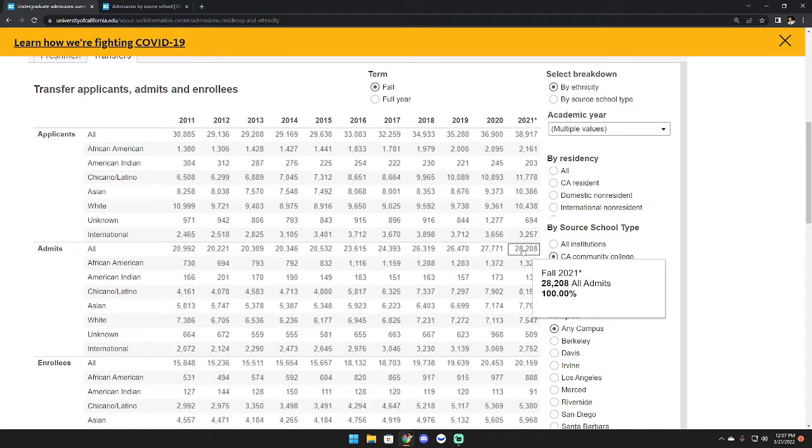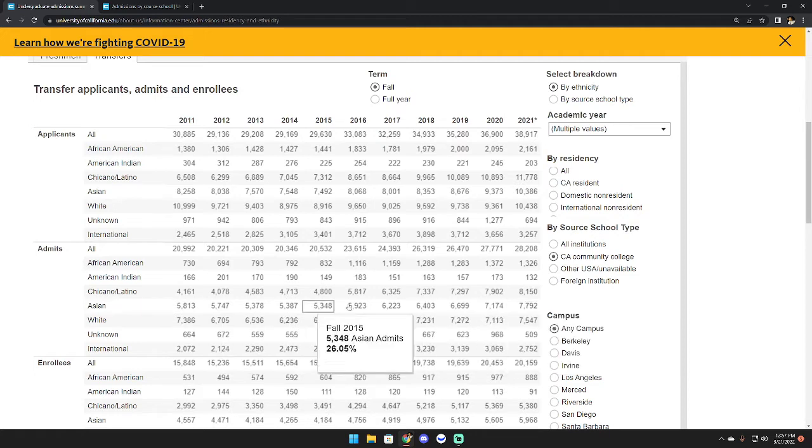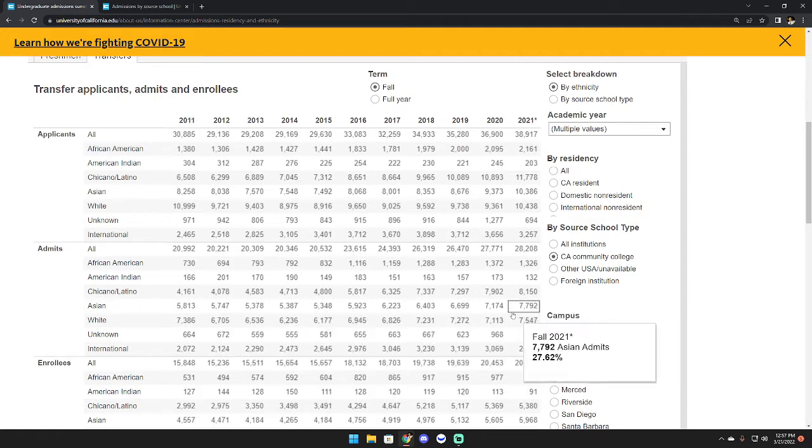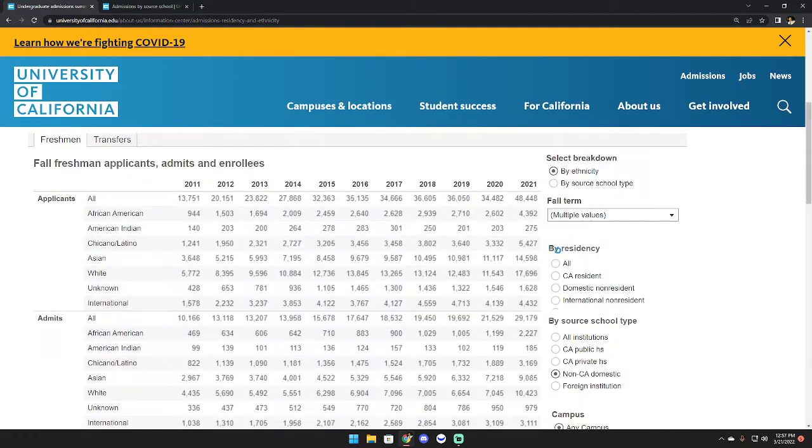of all students, Asians accounted for about 27% of them. Latinos accounted for about 28%. So about 7,000, 8,000 students per year that are Asian will be getting in, hopefully this year. It's just a continuing growth curve. Let's take a look back to freshmen.